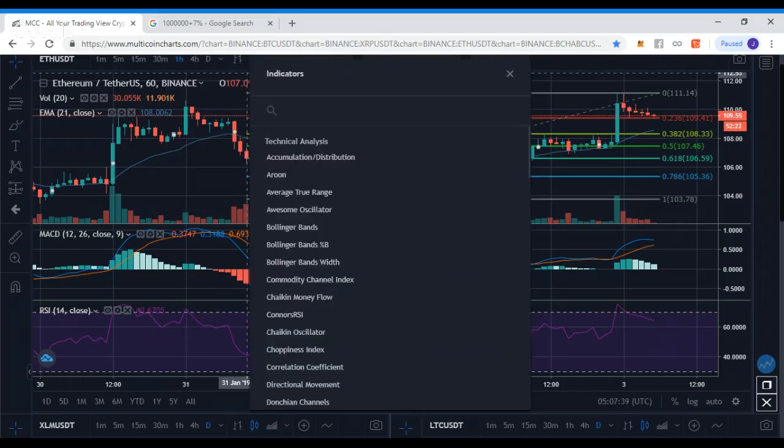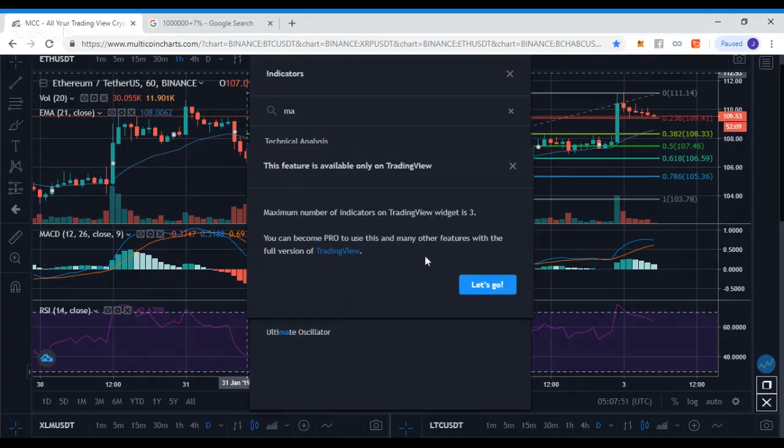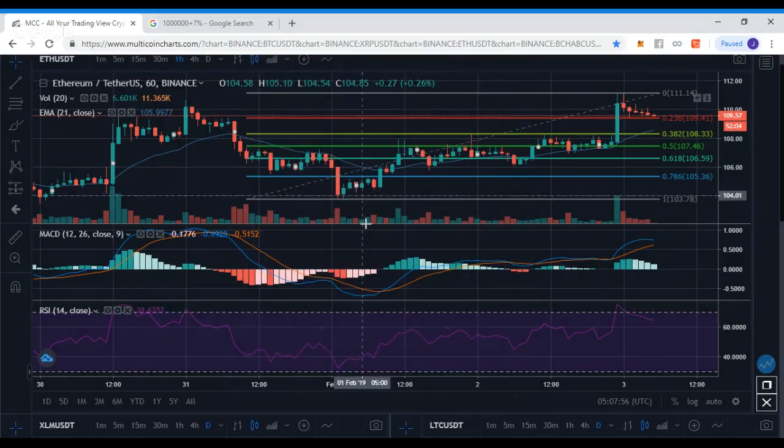What I'm using right now is Multi-Coin Charts, not CoinSignals or TradingView. Multi-Coin Charts allows you to look at a great number of different assets at one time. Okay, I see why it's doing that. You can only have up to 3 indicators on the screen at a time.